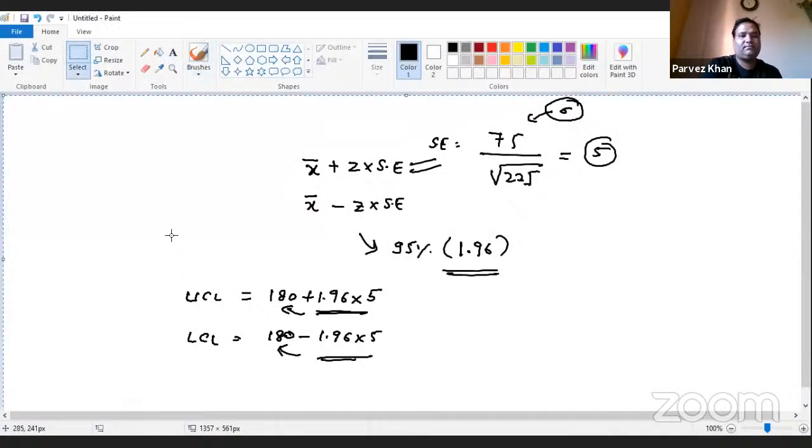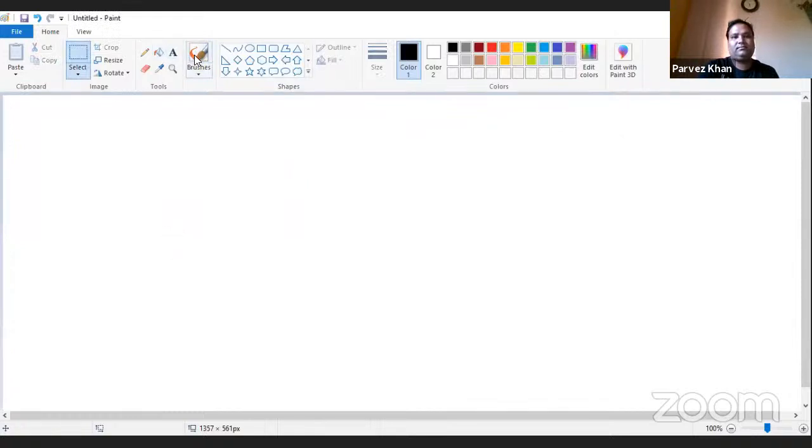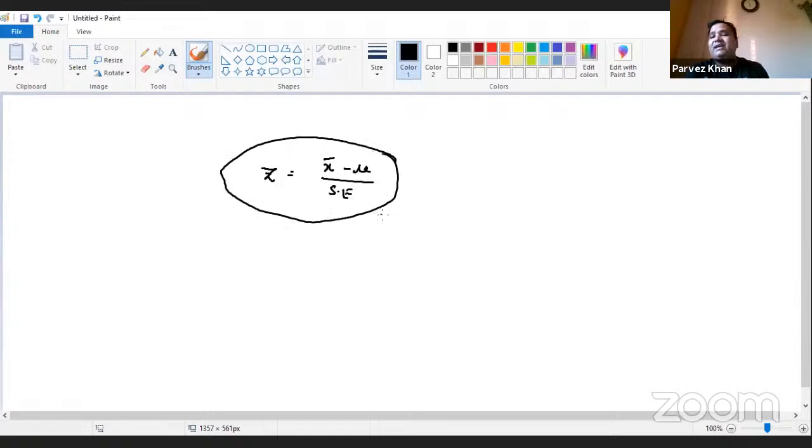Sir, in sampling, if they have not given the sample size, and only the probability is given, we have to find out the sample size, right? Yes, sir. There again you use the same formula. Take for example, Z is equal to X bar minus mu divided by standard error, right? This is our formula which we remember. So when they ask for sample size, they will provide the Z value to you.